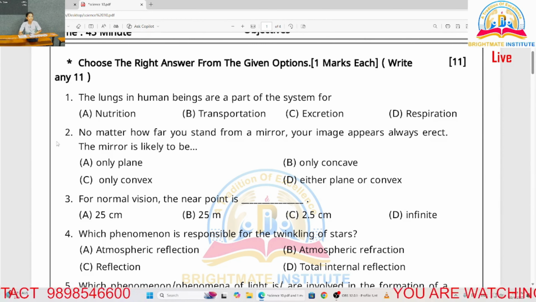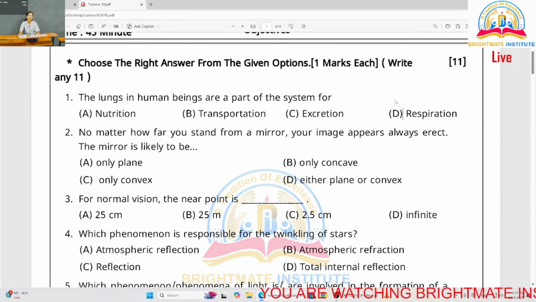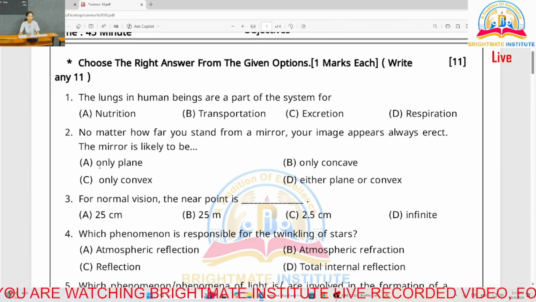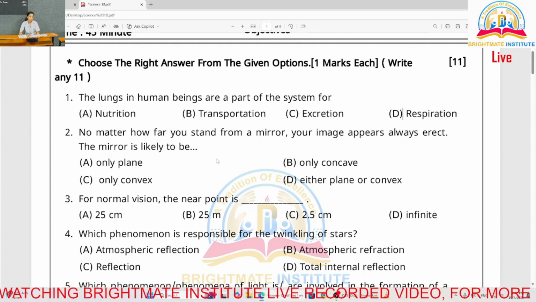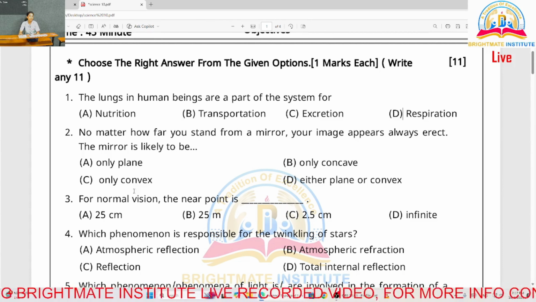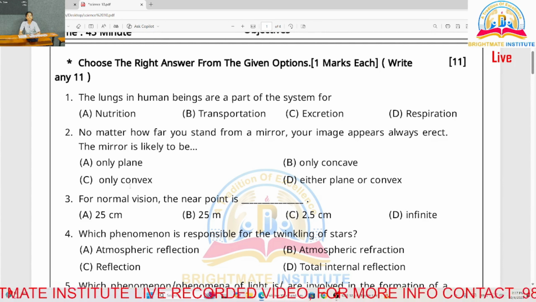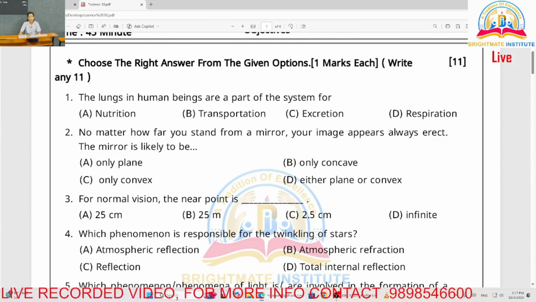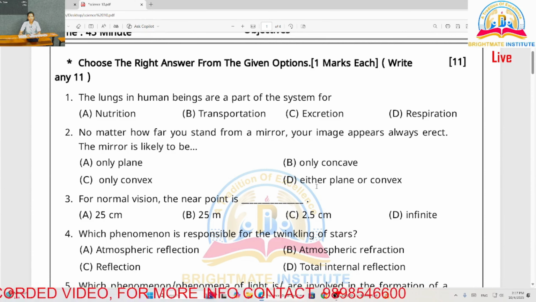Now number second is, no matter how far you stand from a mirror, your image appears always erect. The mirror is likely to be. So wherever you stand in front of the mirror, your image will appear erect. So plane mirror, it won't be possible. Concave, it won't be possible. Convex, as you can see that the vehicles' mirrors are having the convex mirror. So this is also not the correct answer. So the correct answer will be either plane or convex, that is option number D.